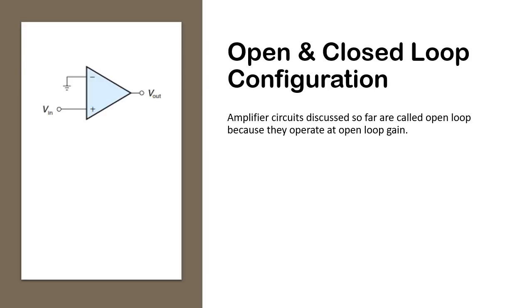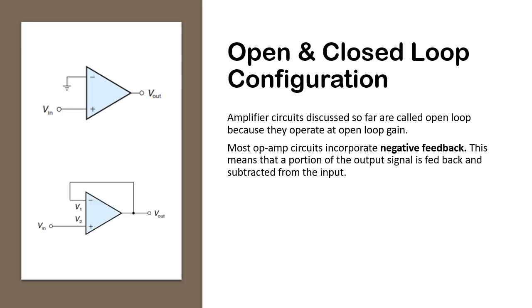All amplifier circuits discussed so far are called open loop because they operate at open loop gain. As we will see, this is not the typical application of an op-amp. We are doing it here because it simplifies the discussion of how the differential inputs work.